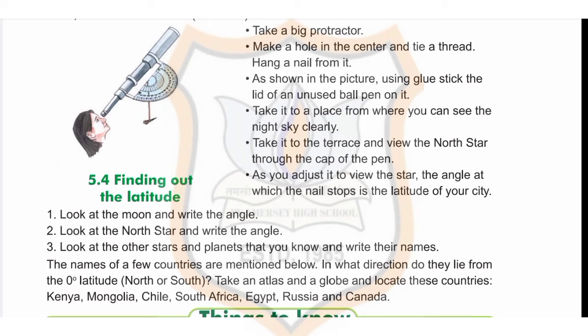Take it to a place from where you can see the night sky clearly. Take it to the terrace and view the North Star through the cap of the pen. As you adjust it to view the star, the angle at which the nail stops is the latitude of your city. Now children, on page number 23, you can see picture 5.4, finding out the latitude.